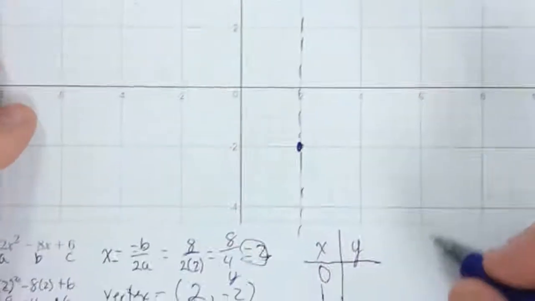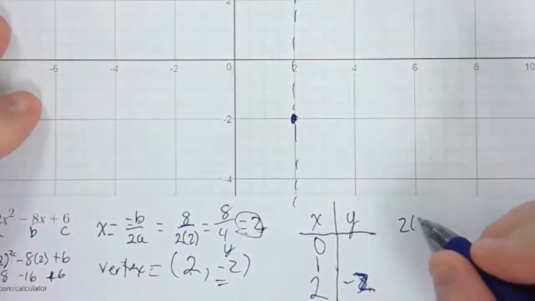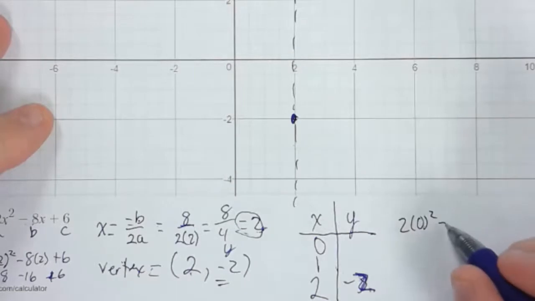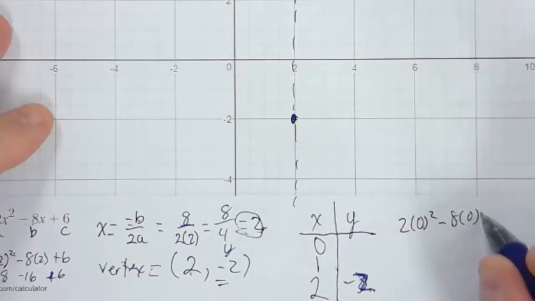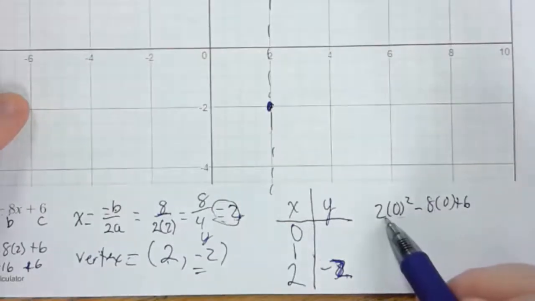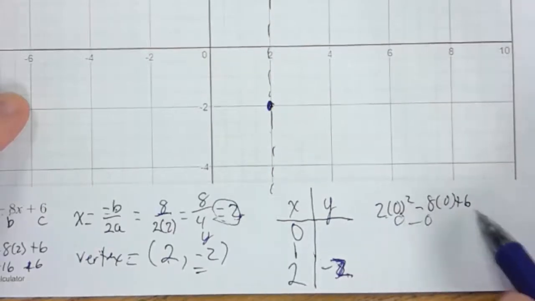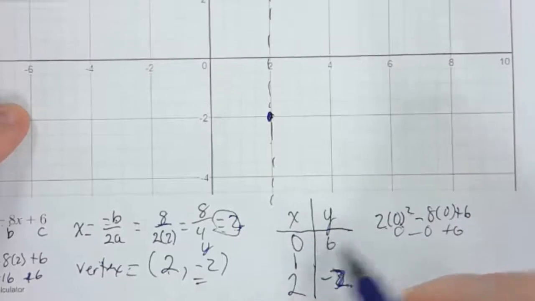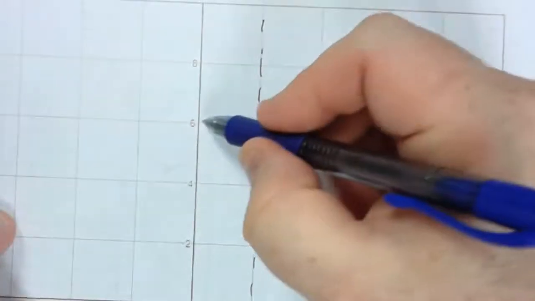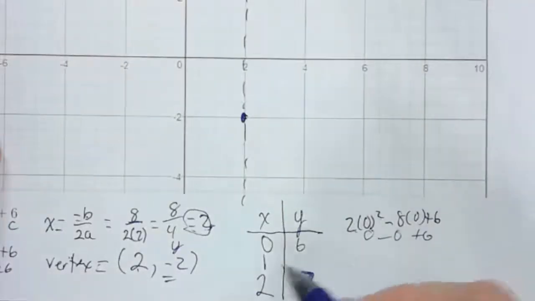So I'm going to start with the 0. So 2 times 0 squared minus 8 times 0 plus 6. Well, 2 times 0 squared is going to be 0, minus 8 times 0 is 0, plus 6. So I end up with a 6. So 0, 6. Let me go ahead and plot that. 0, 6 right here.